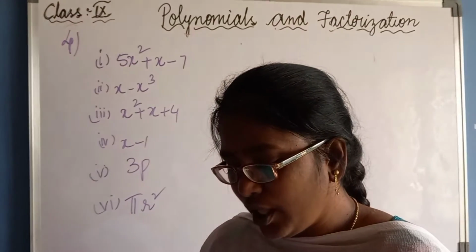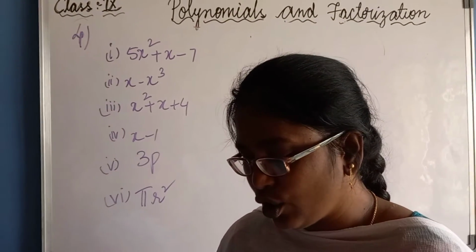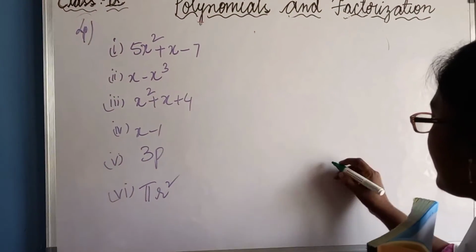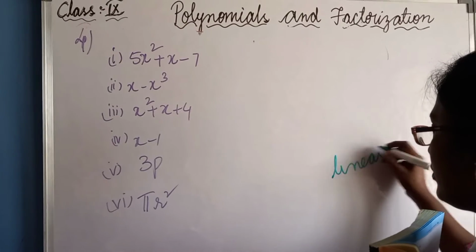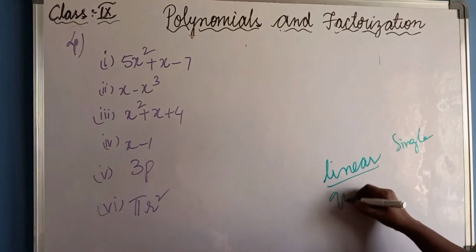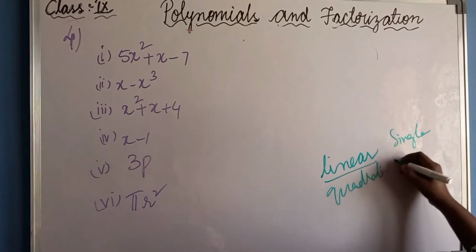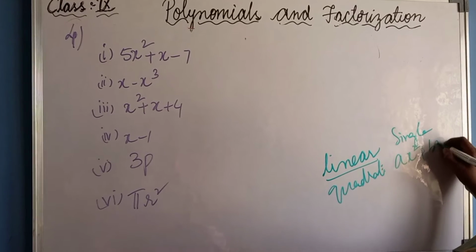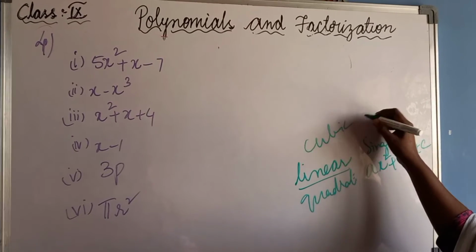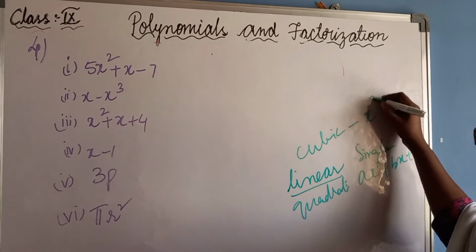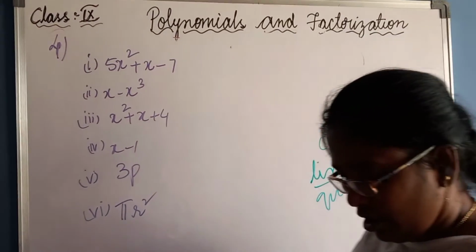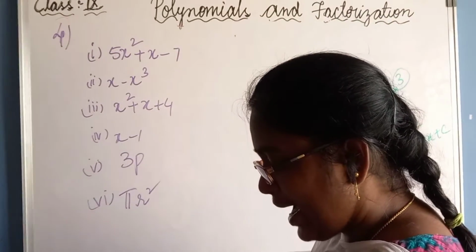Now classify the following as linear, quadratic and cubic polynomials. So what is a linear polynomial? Linear means a polynomial of a single term. Quadratic means which is in the form of ax square plus bx plus c. Right children? Next, cubic means, as I already said, which will be in the form of x cube. That is the form of cubic. So cubic polynomials, linear and quadratic polynomials.